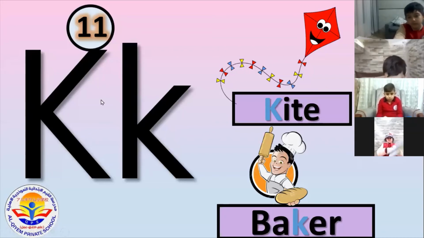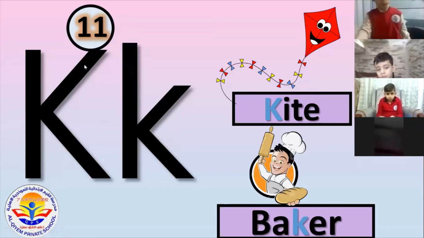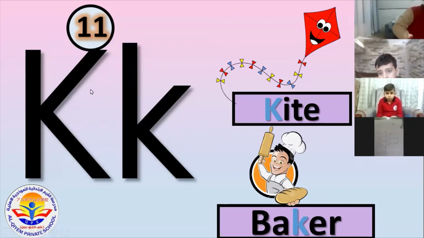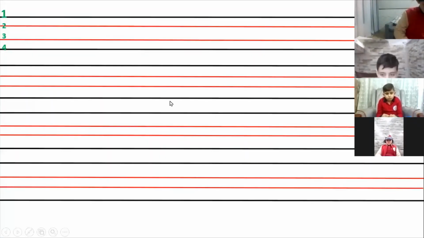So, this is the capital K which we use at the beginning. For example, the word kite. And this is the small letter which we use at the middle or the end. For example, baker. Okay, now let's learn how to write it in the correct way. خلينا نشوف طريقة كتابة الحرف بالطريقة الصح.